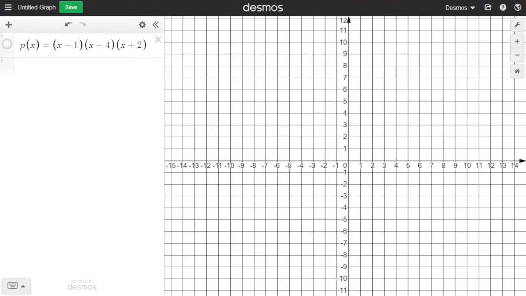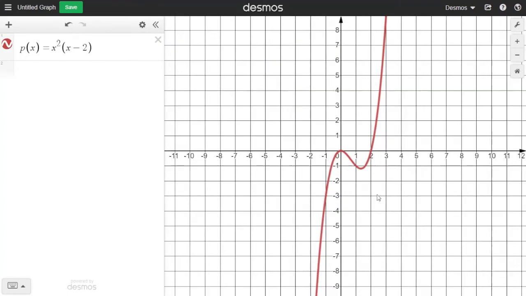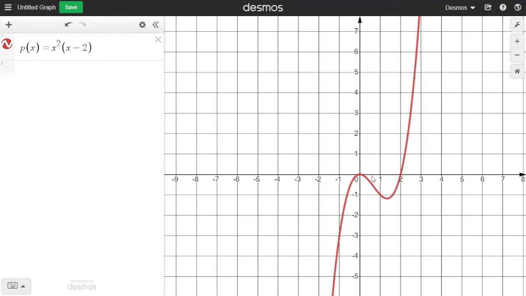Again on decimals here, I'm going to type in x squared, and then times x minus 2, and I'm going to delete out everything here. So x squared times x minus 2, and here's our graph again. This is another graph of a polynomial where it has 2 turning points, 1 and 2. And the turning point here happens together with that 0.